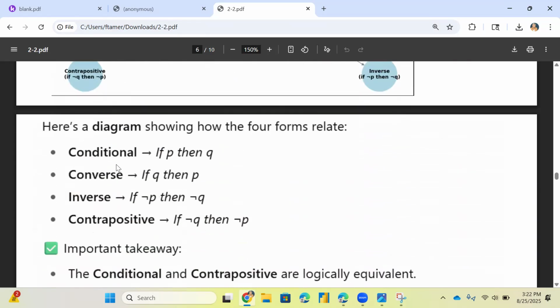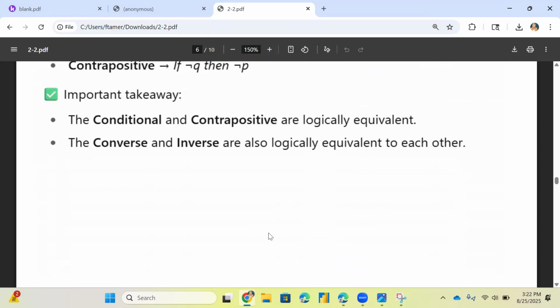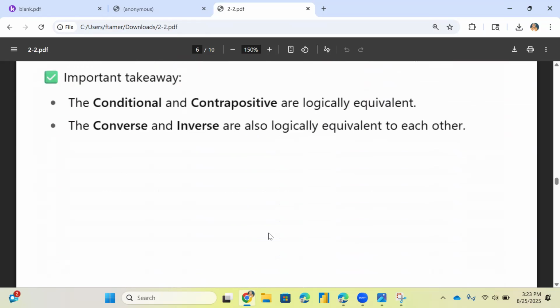Okay, again, conditional is if P, then Q. Contrapositive is if not Q, then not P. Converse is if Q, then P. And inverse will be if not P, then not Q. And when we look at the important takeaways, the conditional and contrapositive are always logically equivalent. The converse and the inverse are always logically equivalent to each other. This is all for 2.2.